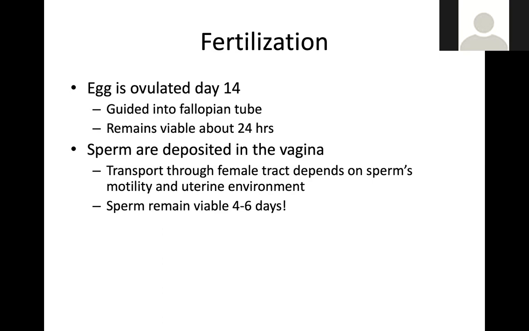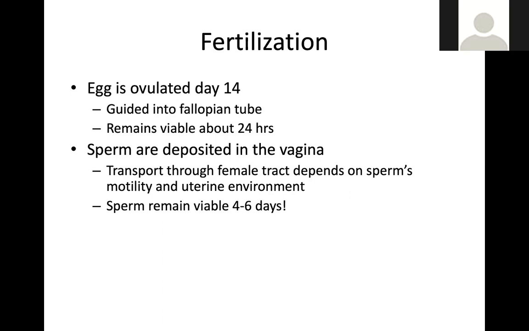Sperm then are deposited in the vagina and they transport through the female tract, depending on the sperm's motility and the uterine environment, okay? What that means is, I don't really have a better description of this, but how well are the sperm swimming? And what uterine environment are we giving those sperm? Did they have a good enough pH buffer? Were they able to survive in that pH environment, in that temperature environment, and things like that?